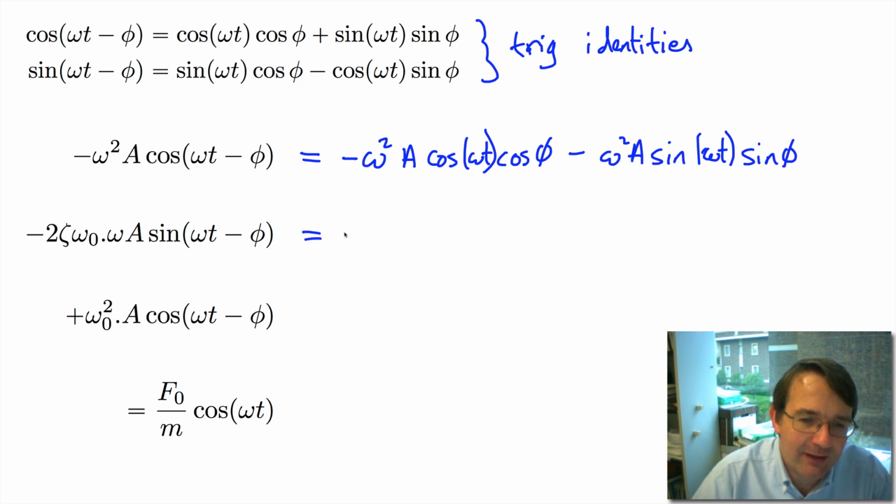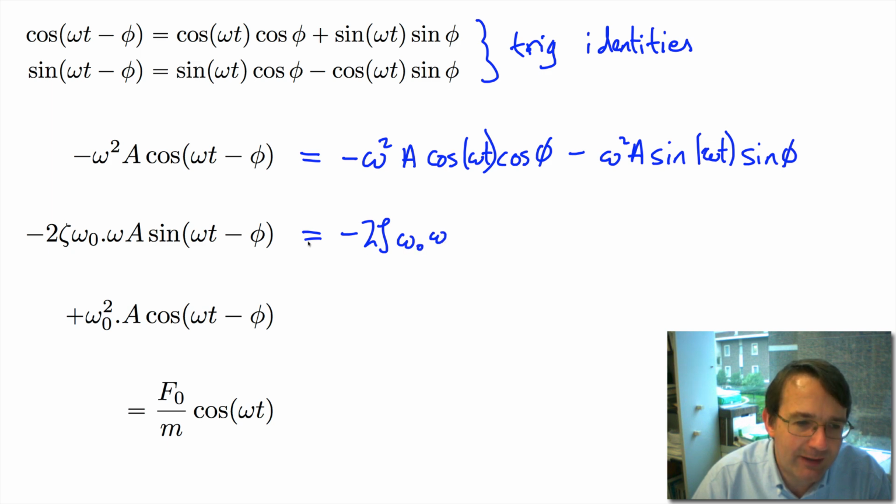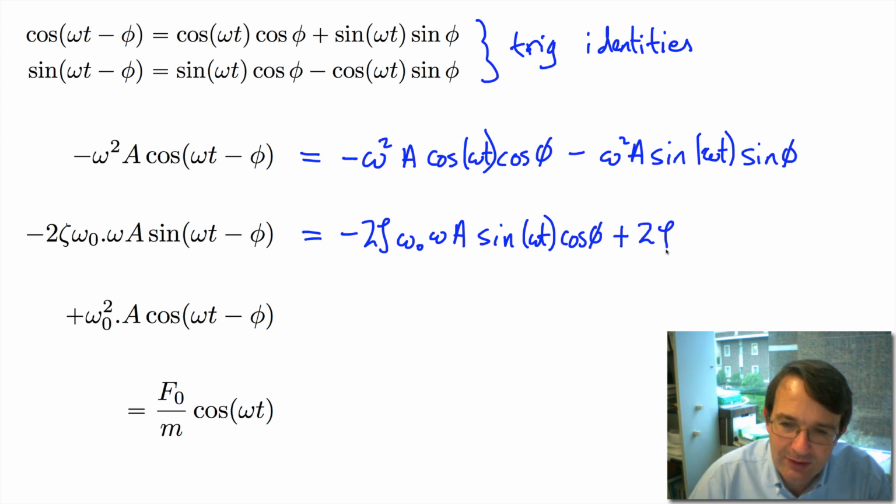Our second term here is minus 2 zeta omega naught times omega times a, and then we have sine of omega t minus phi, and so our sine addition rules will give us sine omega t times the cosine of phi. And then we're going to have the second term. Well, here we have a minus sign in front of it, so minus times a minus gives us a plus. So this is going to be plus 2 zeta omega naught omega a, and this time times the cosine of omega t times the sine of phi.